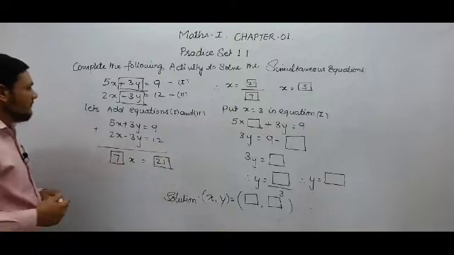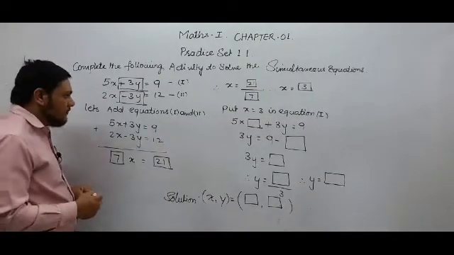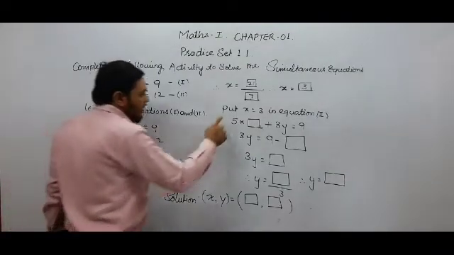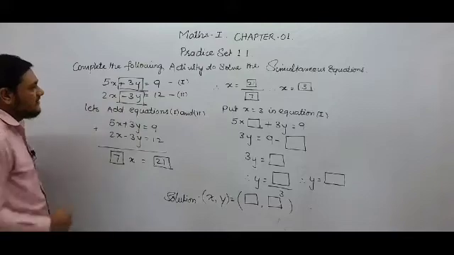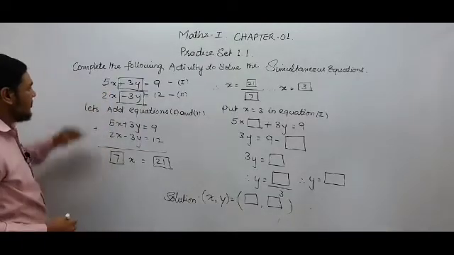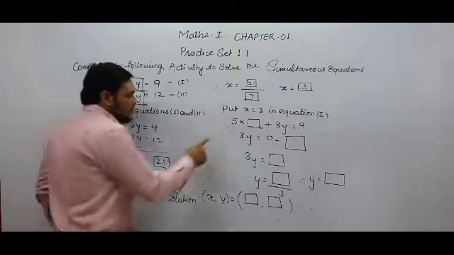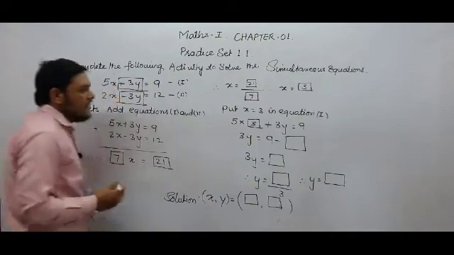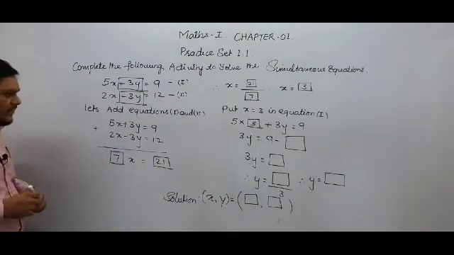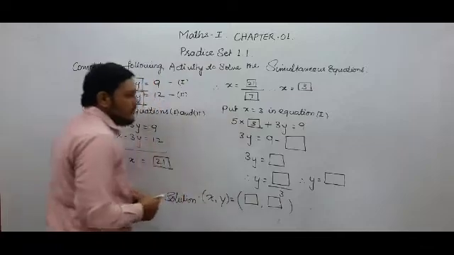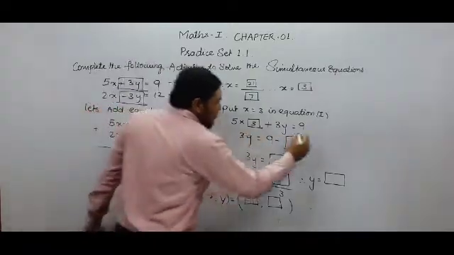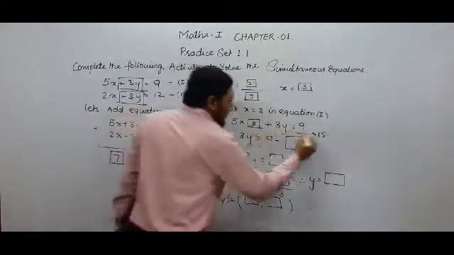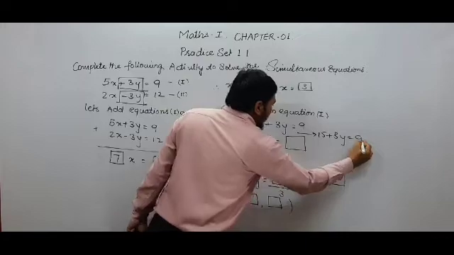Now we have to find the value of y. For finding the value of y, we can put this value of x in one of the equations. So we put x equal to 3 in equation number 1. The first equation is 5x plus 3y equals 9, so it will be 5 multiplied by 3 plus 3y equals 9. Now 5 into 3 will become 15, so 15 plus 3y equals 9.